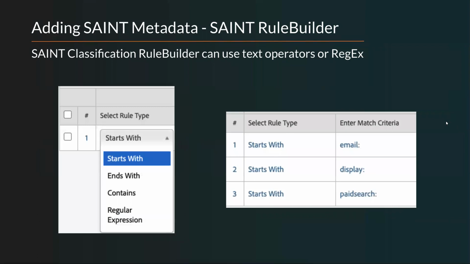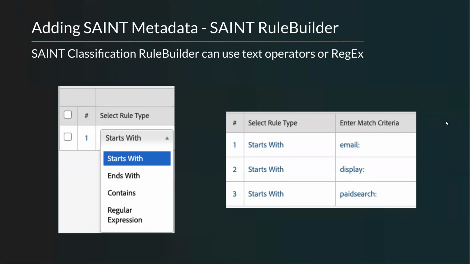The last way to do it is through the SAINT Rule Builder, which has probably become much more popular in the last couple of years. Now, the SAINT Rule Builder allows you to classify your data on the fly, and it does it a couple of different ways. One is you could use some text operators, like I'm showing on the left, where you could say if it starts with, if it ends with, if it contains these things, like I'm showing on the right. If it starts with email:, display:, paid search:, that's a way that, if you're consistent with how you're capturing data in the key, you could have it look at those strings and automatically classify.